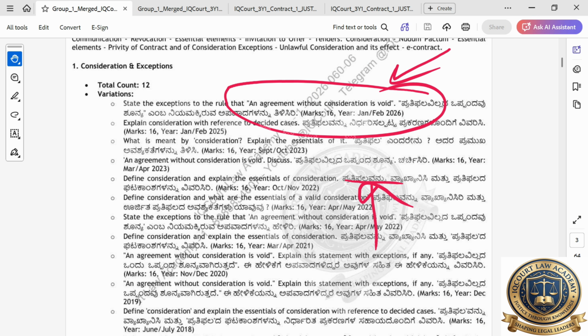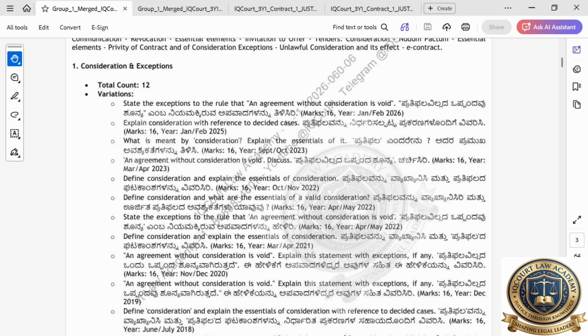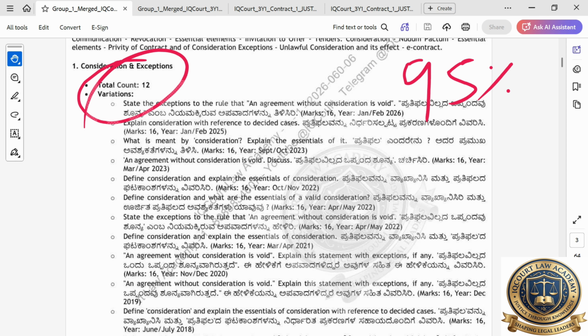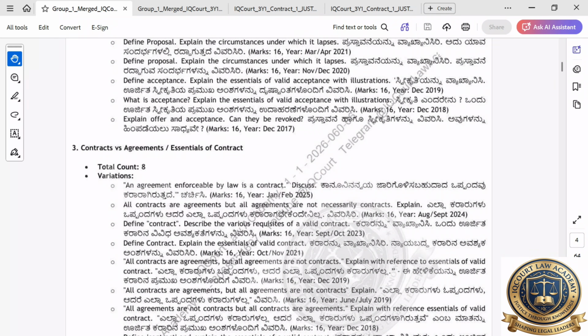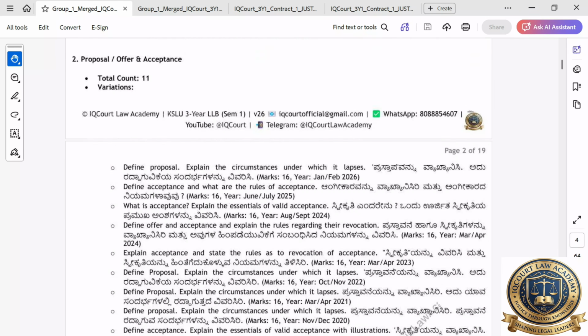But it is also valid in some of the circumstances, which is what they are asking to explain in this question. State the exceptions to the rule that an agreement without consideration is void. Very, very important question. There is a 95% chance you'll get it in the exam. Second important question. I will tell you, in the first unit, all these three questions are 95% important. You can't skip. They may ask any question.